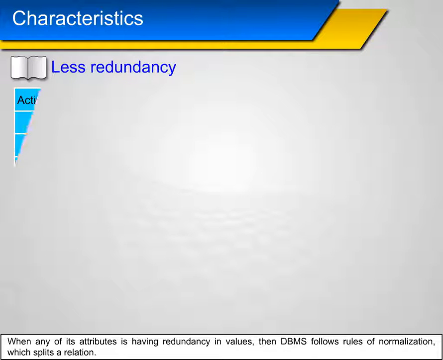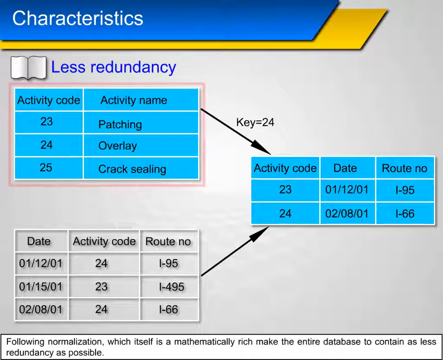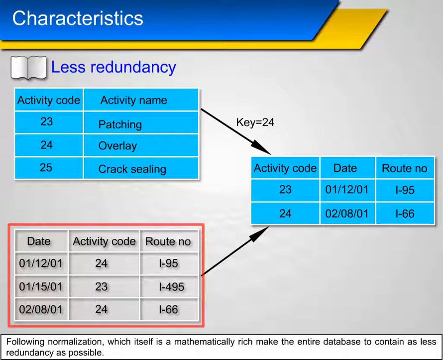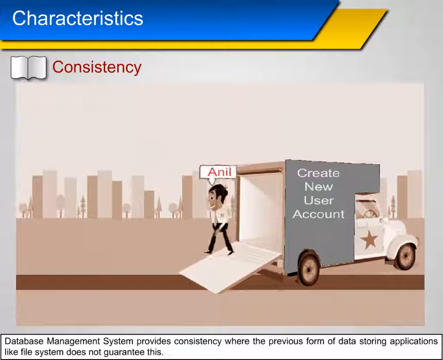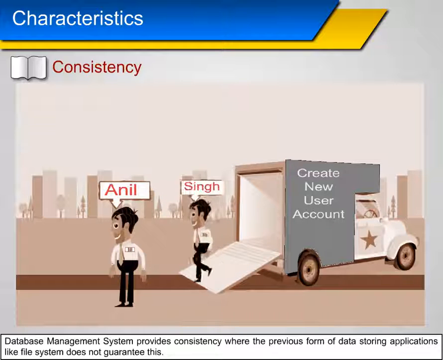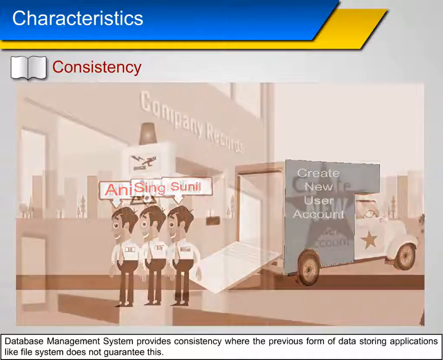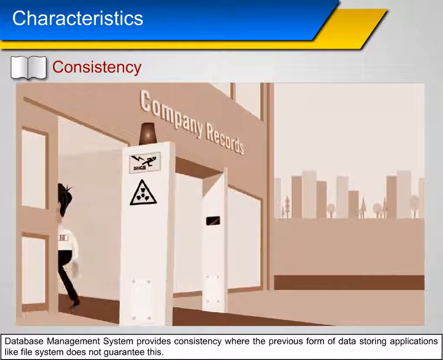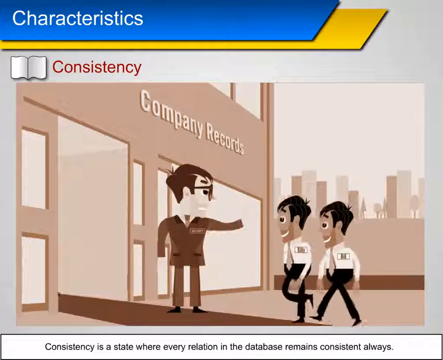Less redundancy. When any of its attributes has redundancy in values, the DBMS follows the rules of normalization, which split a relation. Following normalization, which is itself mathematically rich, makes the entire database contain as little redundancy as possible. Consistency: a DBMS provides consistency, whereas previous data-storing applications like the file system do not guarantee this. Consistency is a state where every relation in the database remains consistent always.